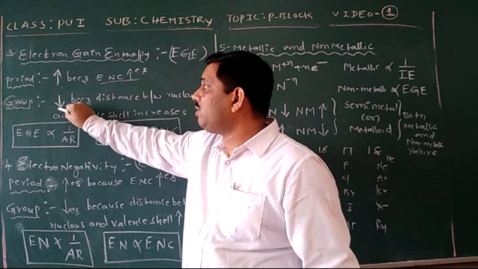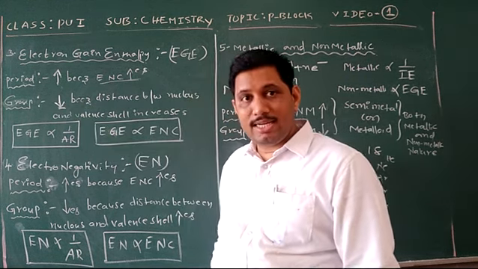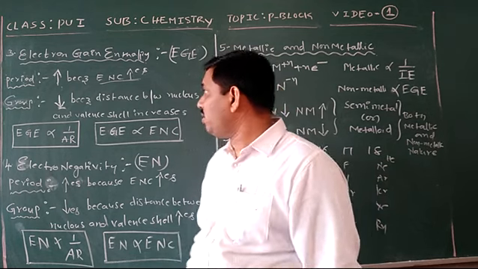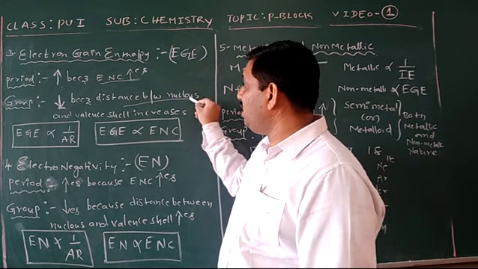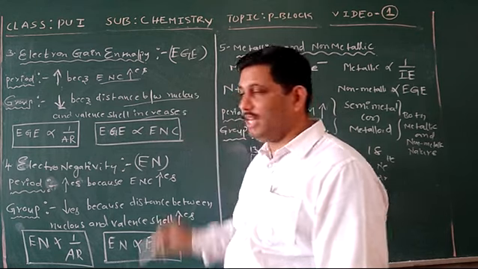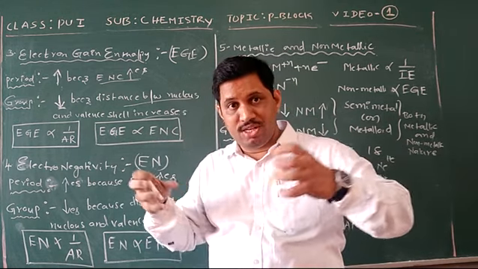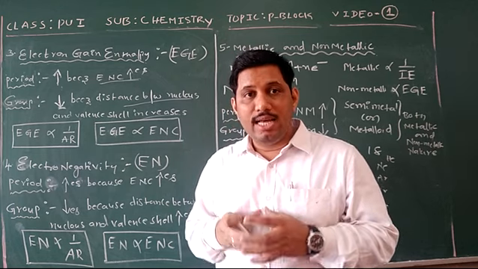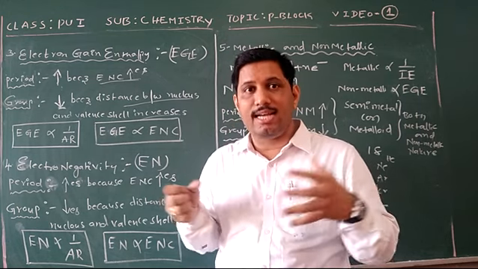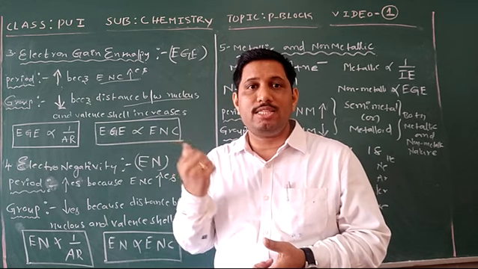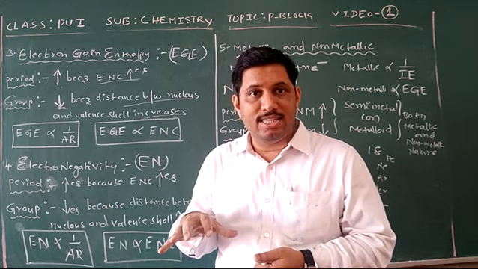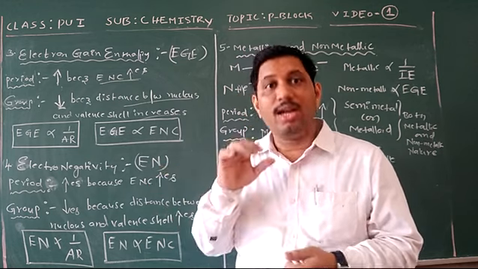Down the group, electron gain enthalpy values decrease, because the distance between the nucleus and the valence shell increases. Down the group, the number of shells increases, so the distance between the nucleus and the valence shell increases. As distance increases, attraction decreases. The nucleus does not strongly attract the incoming electron, hence the electron gain enthalpy values decrease.